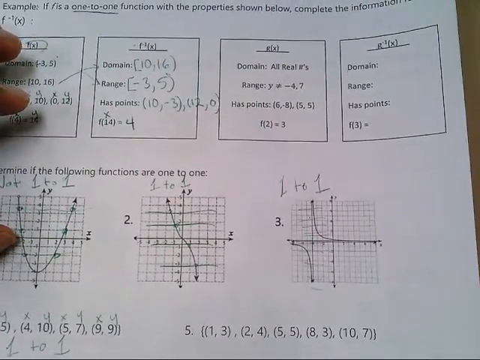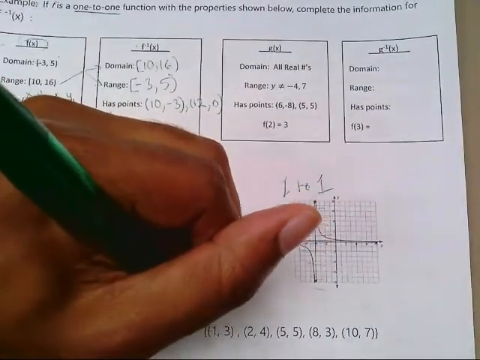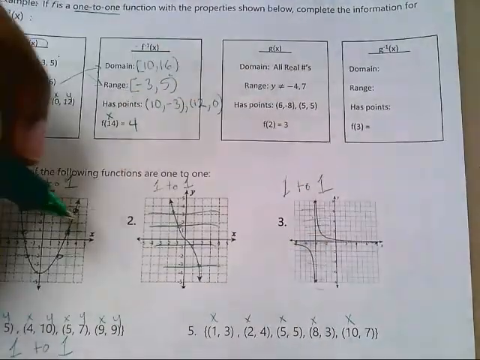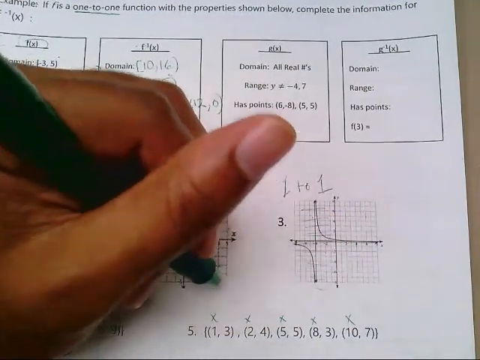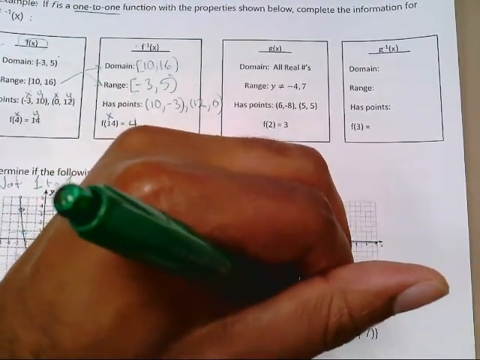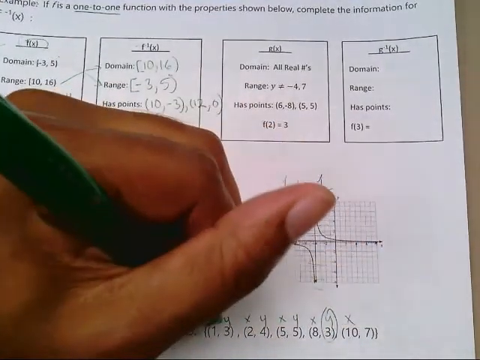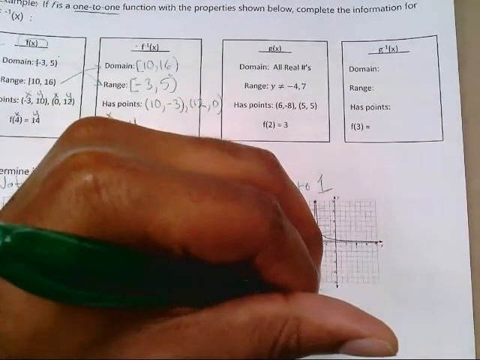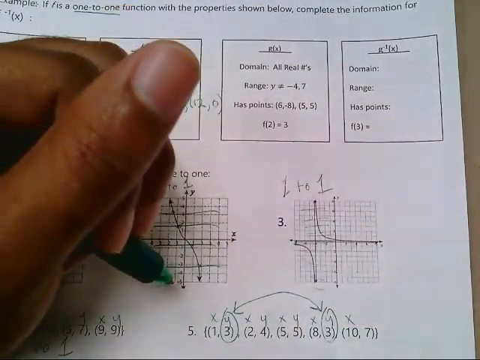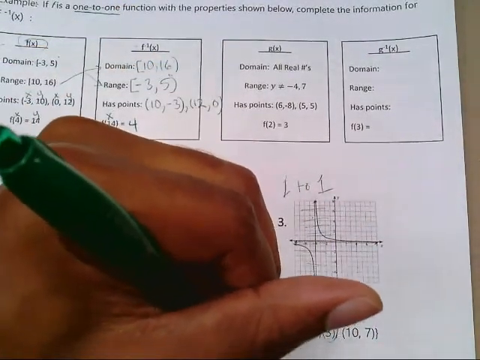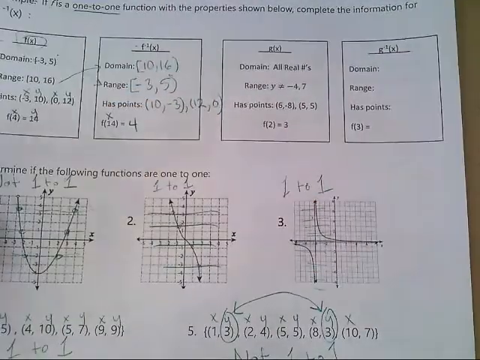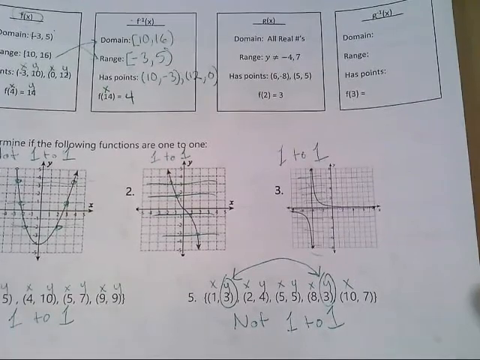Now for number 5, our x coordinates, we have 1, 2, 5, 8, and 10. So none of the x's repeat. And then for our y, we have 3, 4, 5, and then you see we have 3 again. So this y coordinate is repeated. So this one, even though it's a function because none of the x's repeat, is not one-to-one, because the y's repeat here.